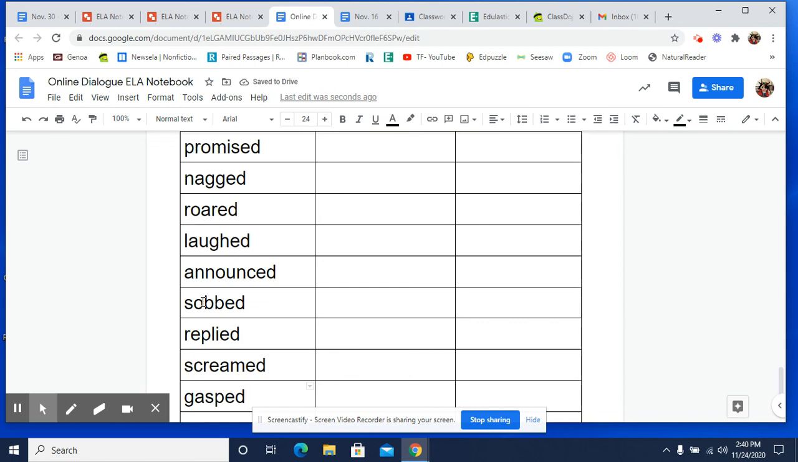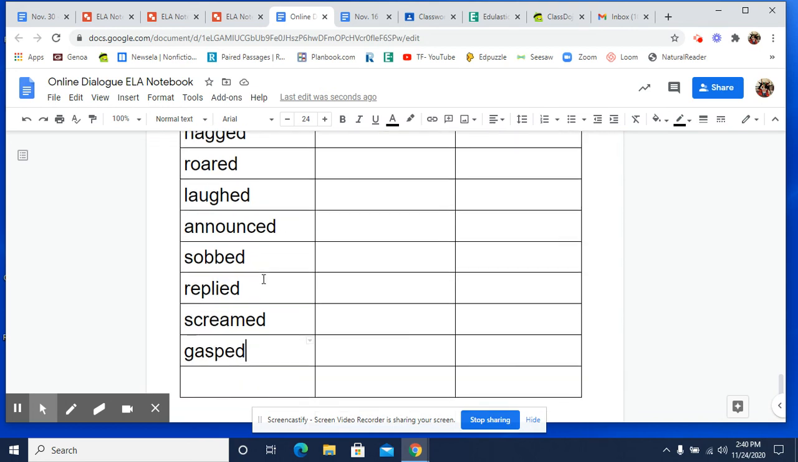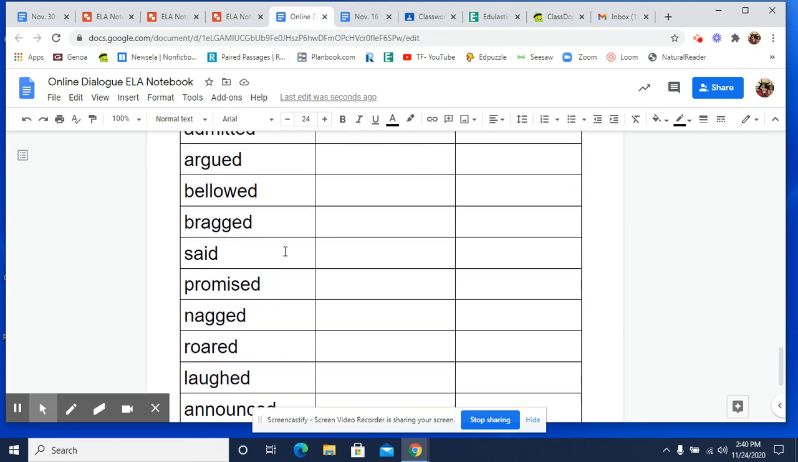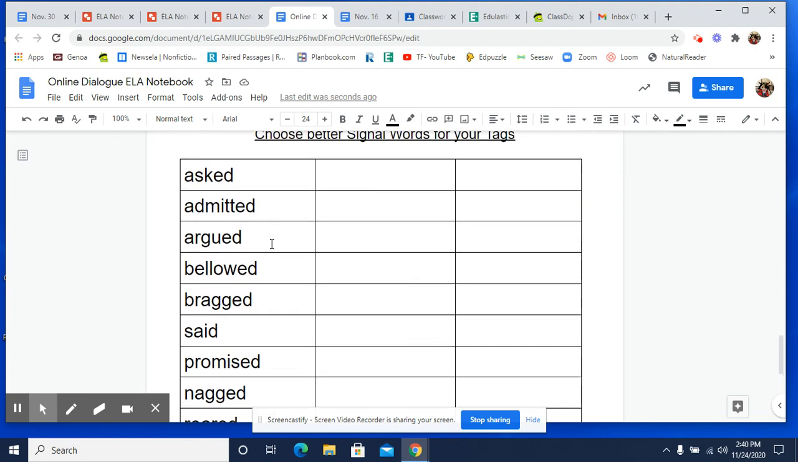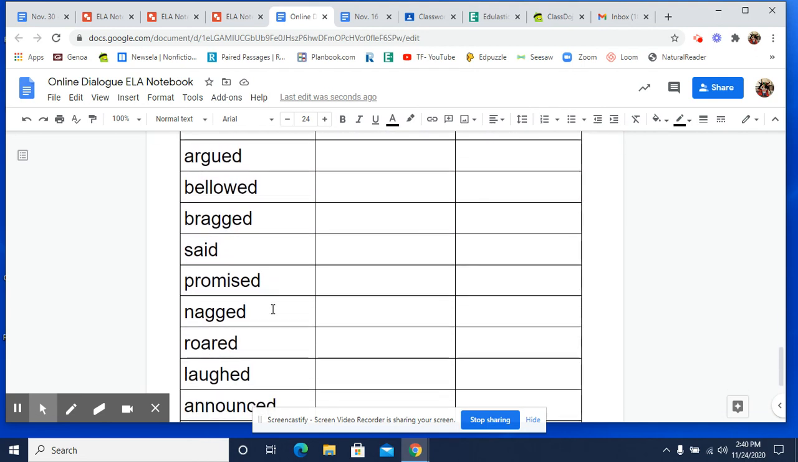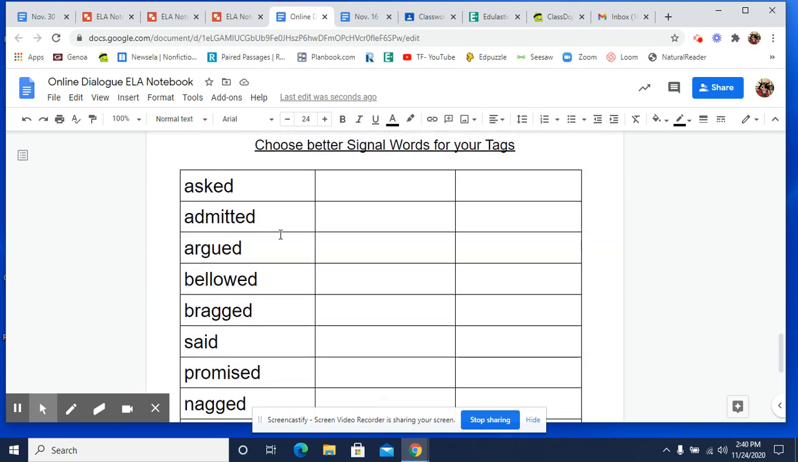There are so many more. If you have more that you're thinking of as I'm saying this, go ahead and write them down. Write as many down as you can. And then as you are reading your stories for AR and stuff, and you come across a really cool one, go ahead and write it in your ELA notebook. Because then when you start writing your narrative and you're trying to think of a more descriptive tag, you can go to your ELA notebook and get one. All right, so that is all I have for today.